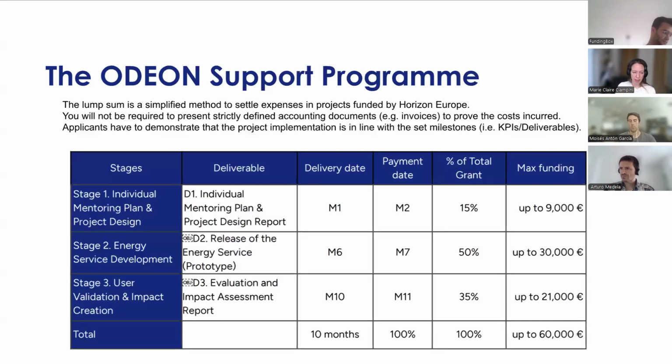And finally, this is what the 10-month support program looks like, as well as the payment mechanism. So we will be paying you in the form of a lump sum. So what this means is that contrary to you having to justify every single expense in light of the project, what we do is we ask you to meet milestone stages. So as you can see from this table, you have different stages, stage 1, stage 2, and stage 3.